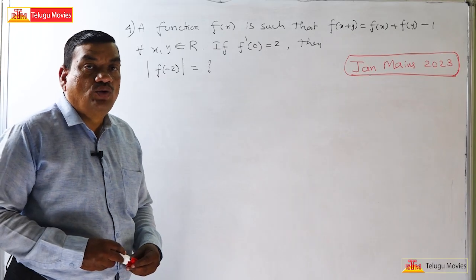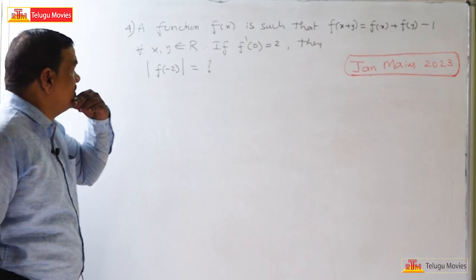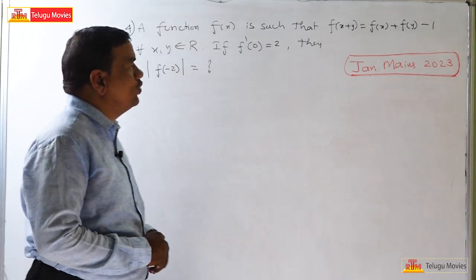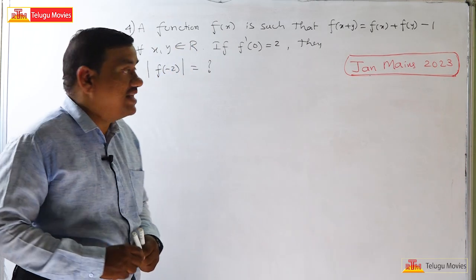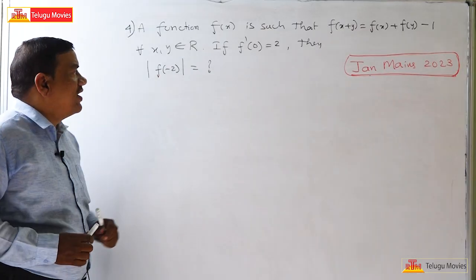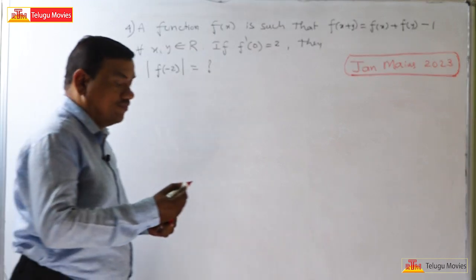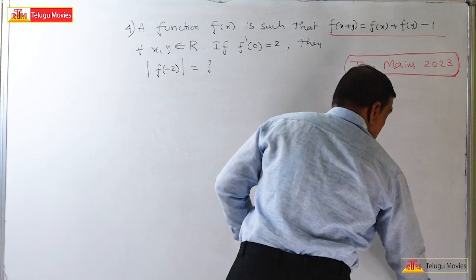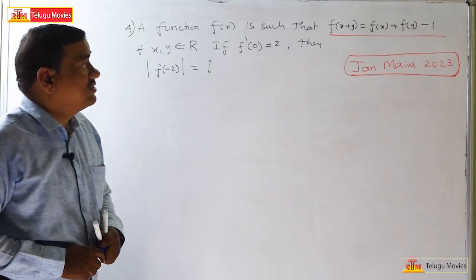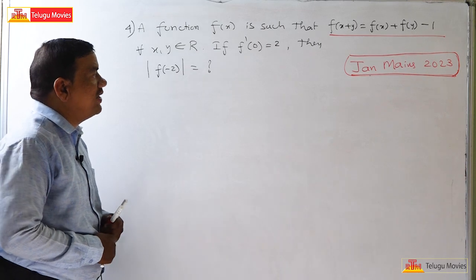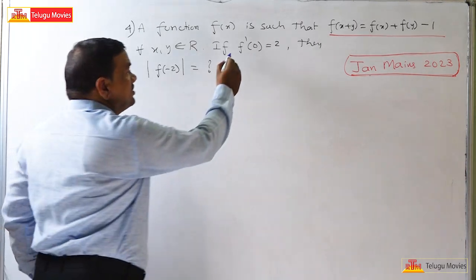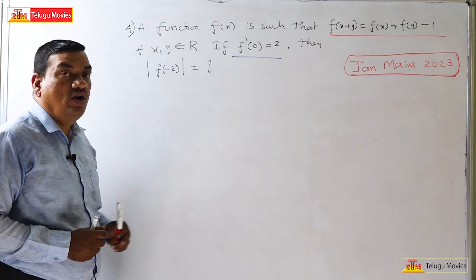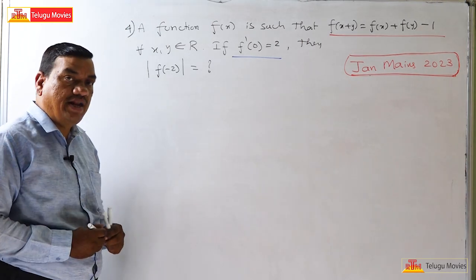Hi students, welcome to this problem. It is from functions. A function f of x is such that f of x plus y is equal to f of x plus f of y minus 1 for all x comma y belongs to R. So this is the first information given. What is the first information? F of x plus y is equal to f of x plus f of y minus 1. And another information is given, f dash of 0 is equal to 2. Then what is the value of modulus of f of minus 2?